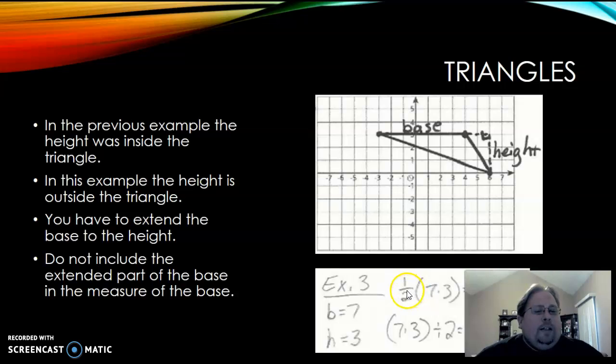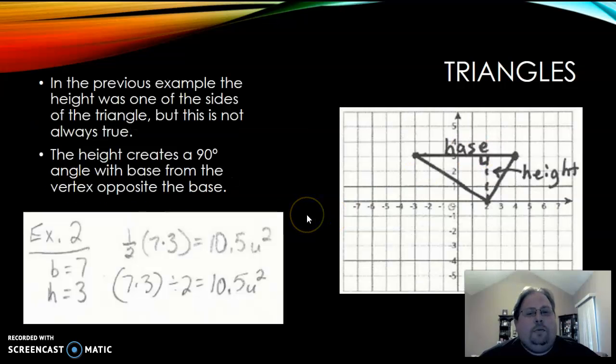Again, the same way we did the previous problem, 1/2 times the quantity of 7 times 3 equals 10.5 units squared, and then 7 times 3 divided by 2 equals 10.5 units squared. So the area of this triangle and the area of this triangle are the same because the base and the height are the same.